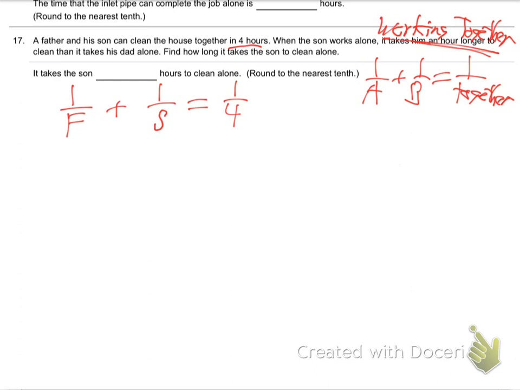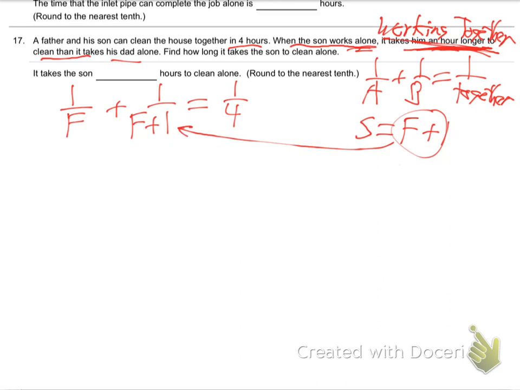And then when the son works alone, it takes him 1 hour longer to clean than the dad. So the son is father plus 1. He's 1 longer than the father, right? Son works alone, takes him an hour longer. So son is father plus 1. So come back over here where son is and put in father plus 1. All right, so it's just like the last one.